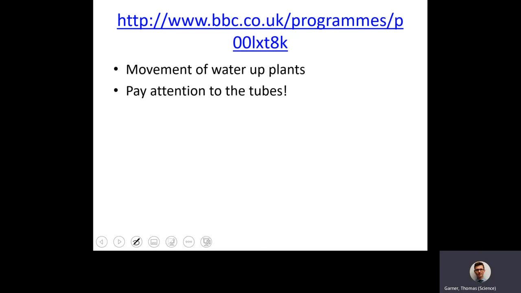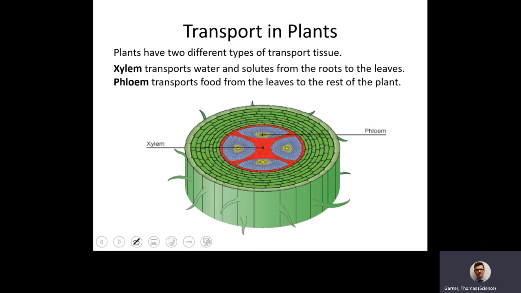Talk very, very quickly about what the xylem is. So the xylem is there, and you can write this down in your book underneath that first point. There's 5 bullet points. The xylem is to transport water and solutes, and solutes just means like ions and minerals and things like that. The phloem is there to transport food.